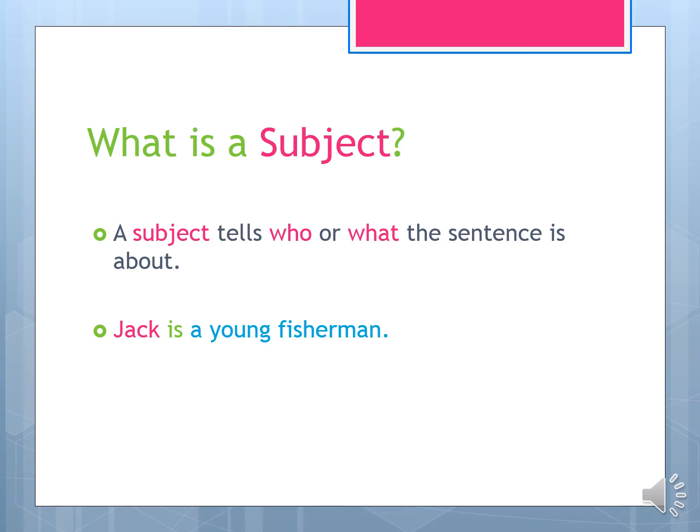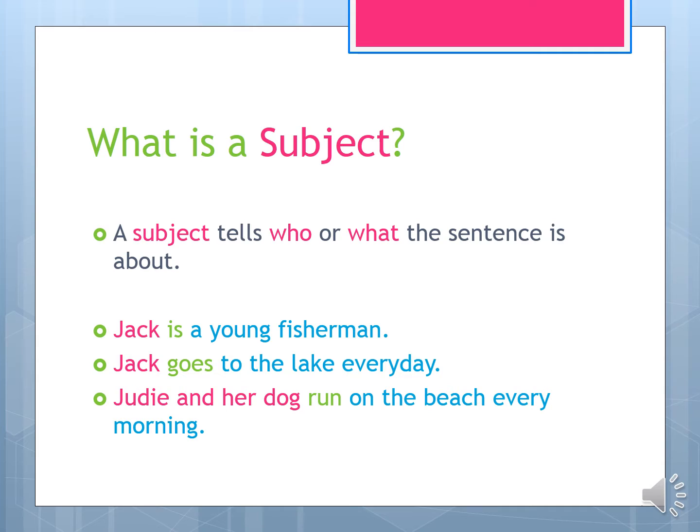Examine these sentence examples. Jack is a young fisherman. Jack goes to the lake every day. And the last one, Judy and her dog run on the beach every morning. First, find the verb and then make a question by placing who or what before it.